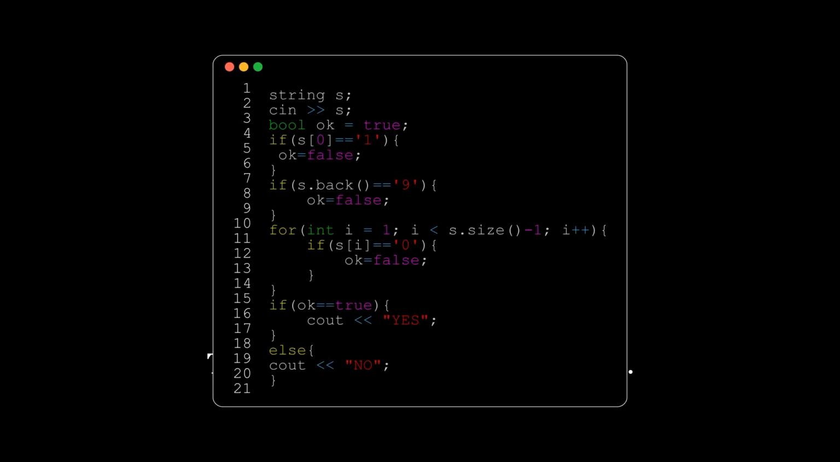Let's look at how to code this. We can input our integer as a string and set a boolean variable to see if any of the conditions are violated. We first check to see if the first digit is not a 1. Then we iterate through the middle digits to see if any of them are equal to 0. And finally, we check the last digit to see if it's equal to 9. And if any of these are met, we output no, and otherwise we output yes.